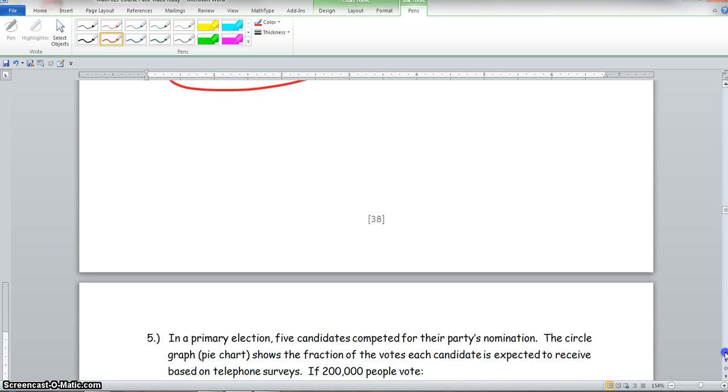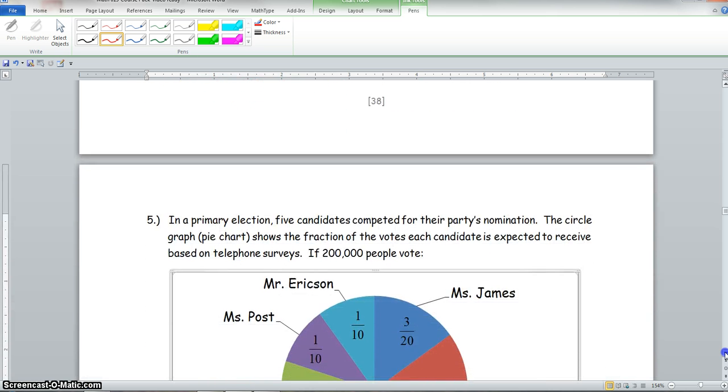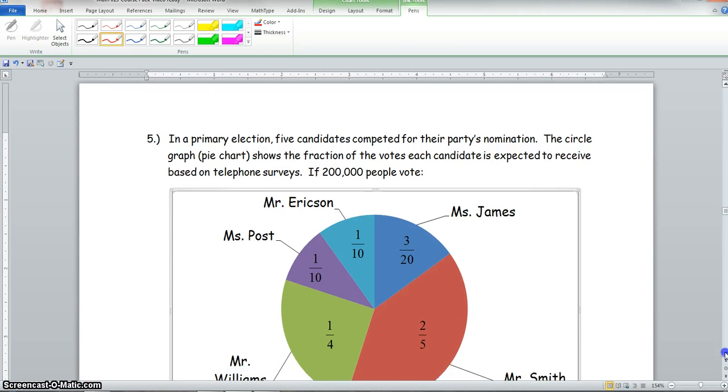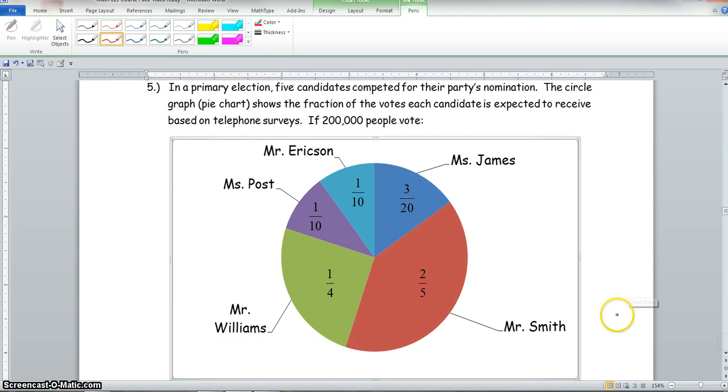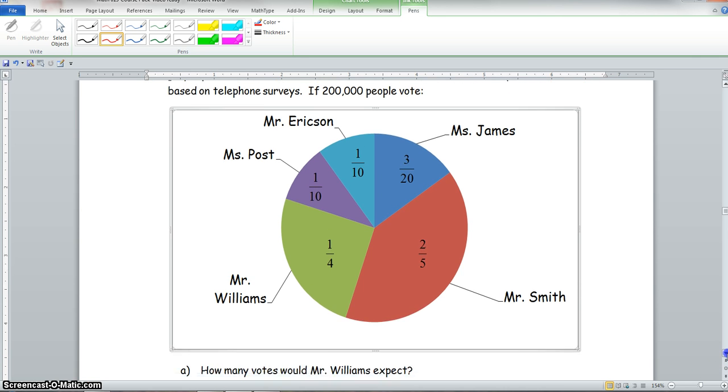Now, we scroll here to the next page. It says 5. In the primary election, 5 candidates competed for their party's nomination. The circle graph pie chart shows the fraction of the votes each candidate is expected to receive based on telephone surveys. If 200,000 people vote, this is how they will vote here. Okay, now we need to scroll down here.